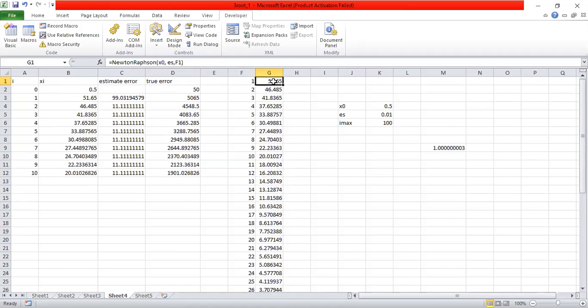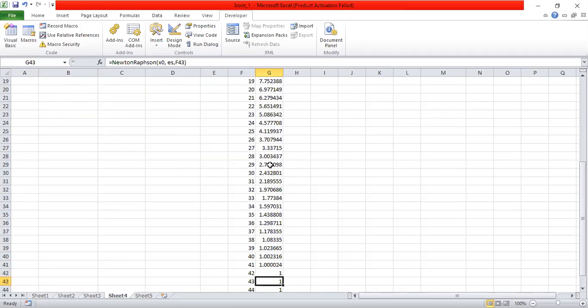So this was our first iteration. We got 51.65. This is the second iteration. This is the third, fourth, fifth. When we got to the 10th iteration, we had 20 here. But if you had kept on going, it's going to keep reducing. Then at the 42nd iteration, we arrived at the true value of the root. So we eventually got to the true value of the root.